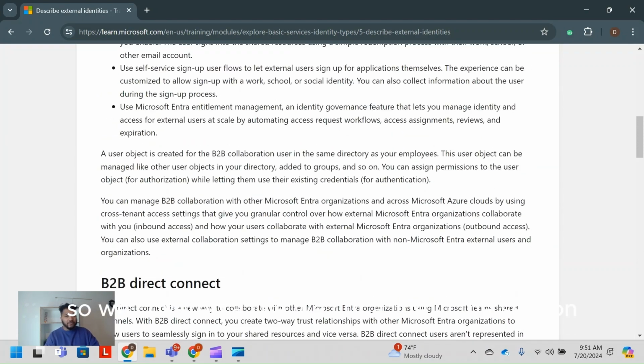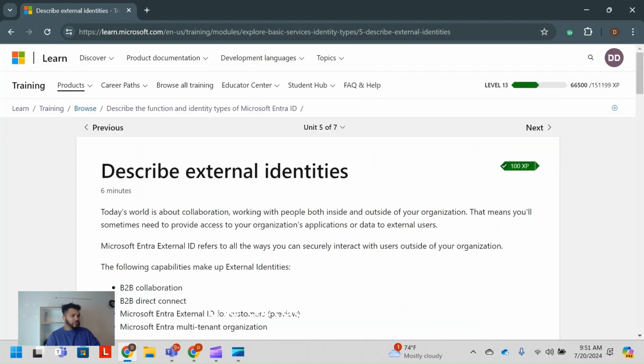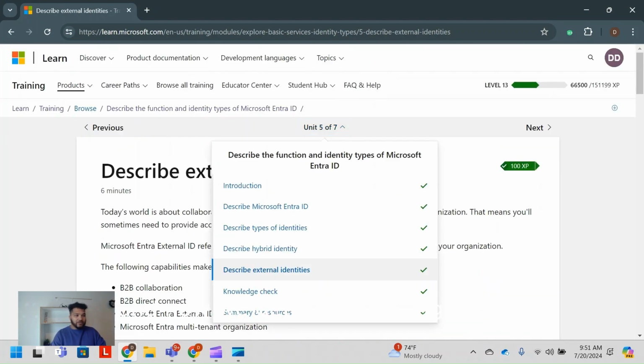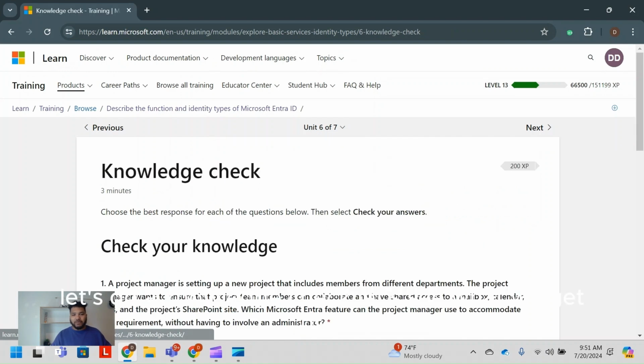So we've covered a lot in this module, and now we've got the knowledge share. What we covered is what is Entra ID, the different types of identities, what is hybrid identity, and what is external identities. So let's do a knowledge check and see what we get.